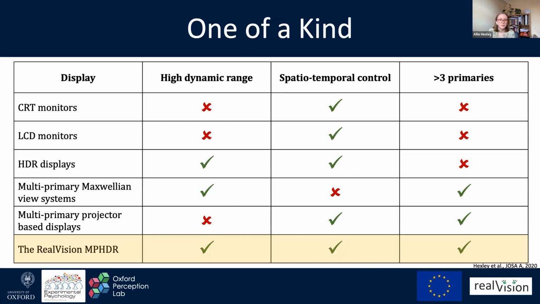So the RealVision MPHDR is the only display of its kind. It allows for high dynamic range control, spatiotemporal control, and control over multiple primaries, which existing commercial displays and HDR displays don't. They only offer 3-primary control. And most systems which are designed for melanopsin isolating experiments, 5-primary tools that are custom built, are Maxwell view systems which lack the spatiotemporal control that the RealVision MPHDR display offers. So really with this system, we're going to be able to study melanopsin in isolation in ways that have been previously unachievable just due to the limits of existing display technologies.